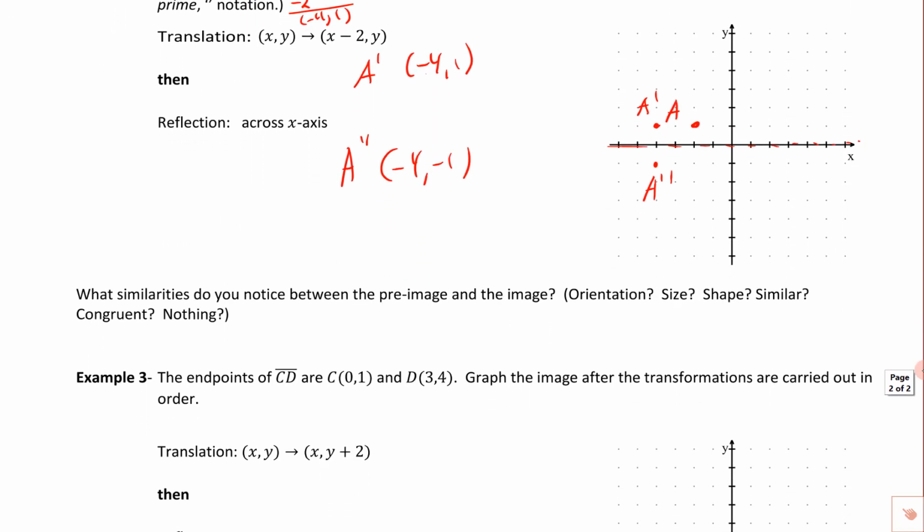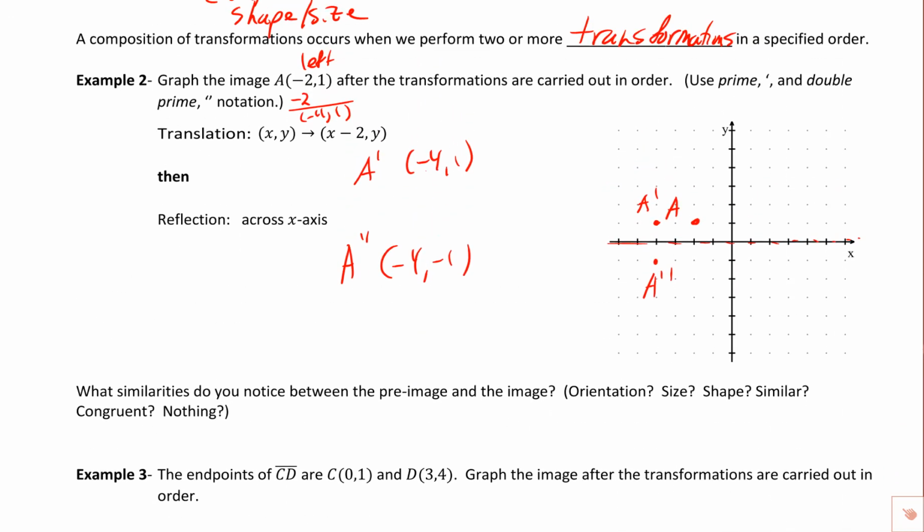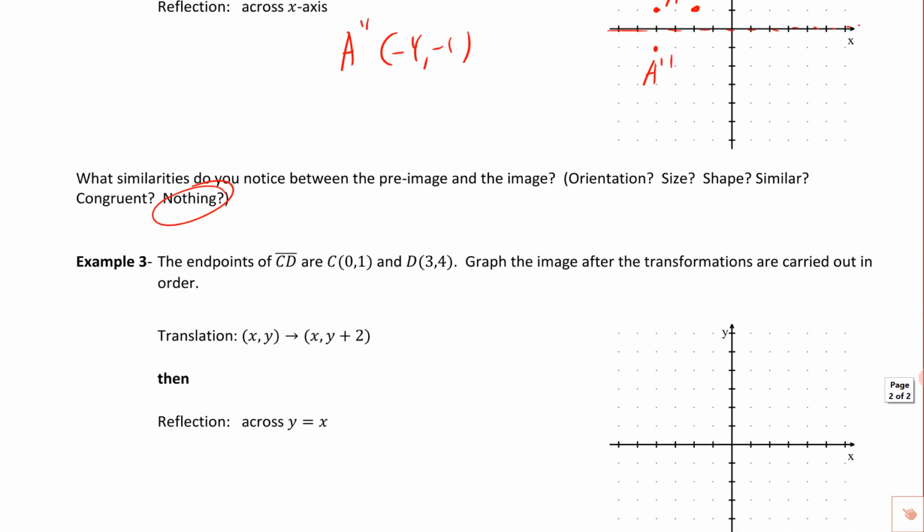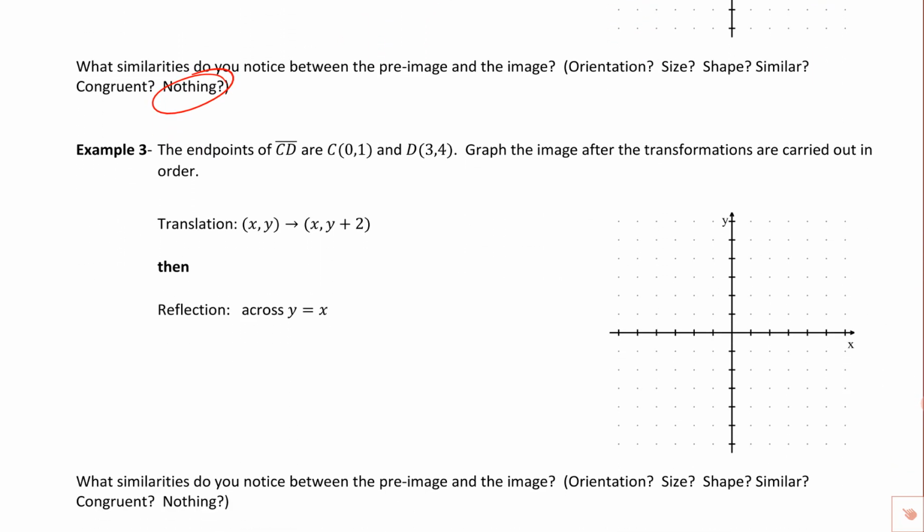Okay, let's take a look at the next one. It says, what similarities do you notice between the pre-image and the image: orientation, size, shape, or nothing? Because all we've got here is a dot, you really can't notice anything. The only thing that happened is it moved around. But as we do these compositions, keep this in mind. Take a look at the pre-image and the image and figure out, can I see what happened here? Because you're going to have some on the assignment and maybe one on the test where you've got to look at it and figure out what they strung together as far as transformations go.